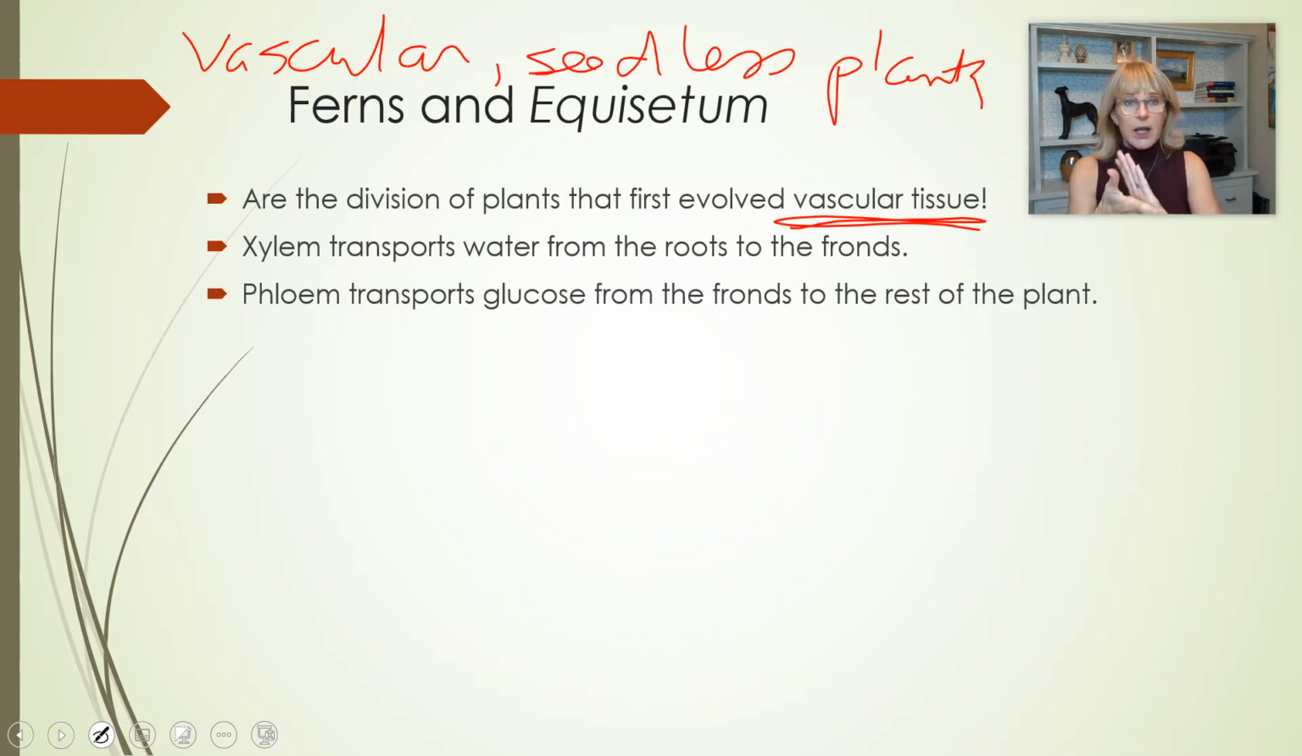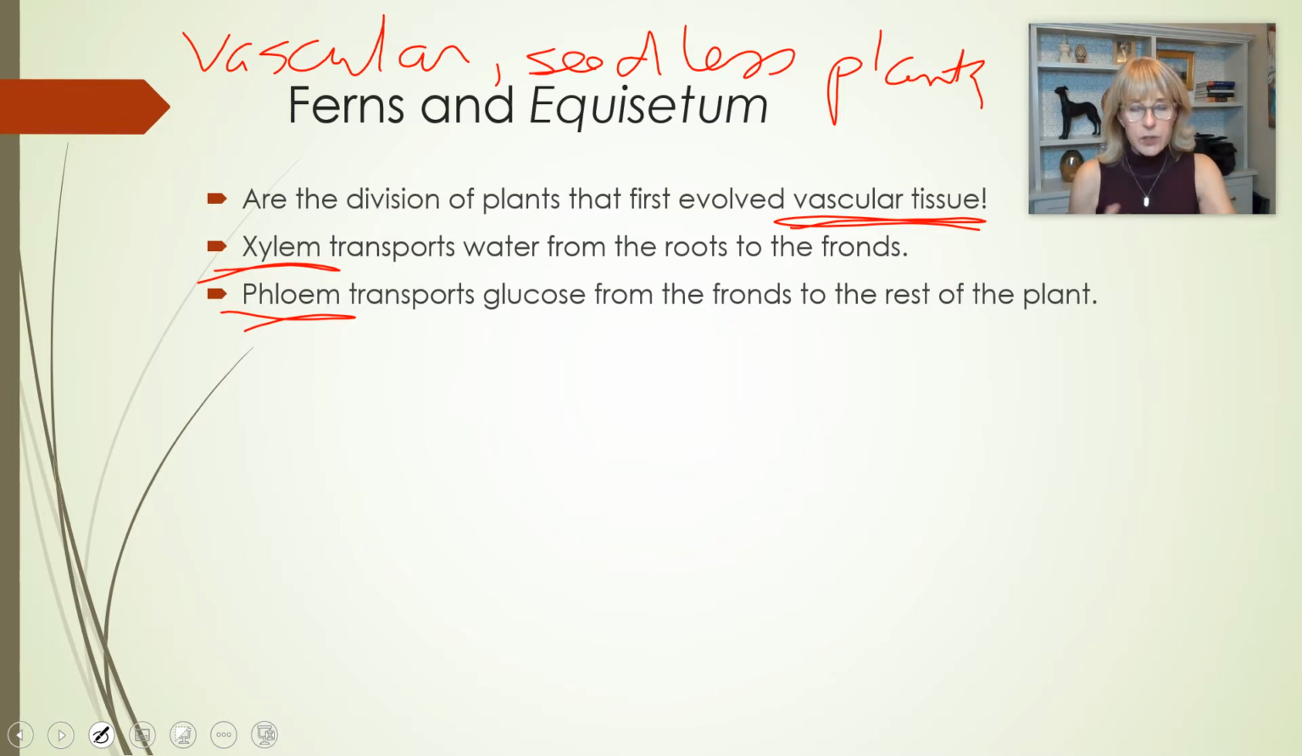The other adjustment that the vascular seedless plants made was that the plant that you see from here on out is diploid. Remember, the only place that has a dominant gametophyte generation, which means the plant you're looking at is haploid, is the first group, the non-vascular plants. From here on out, the plant you see is always going to be the diploid sporophyte generation, and everything else is haploid.